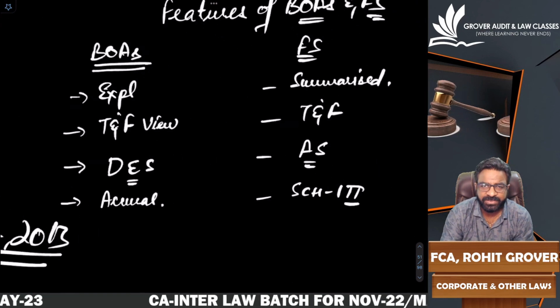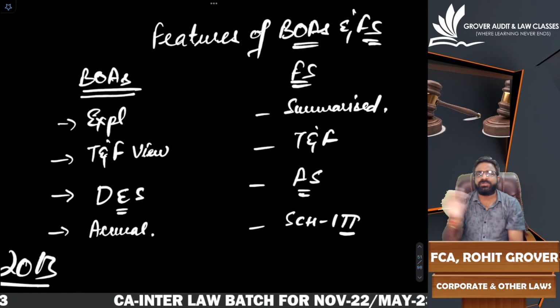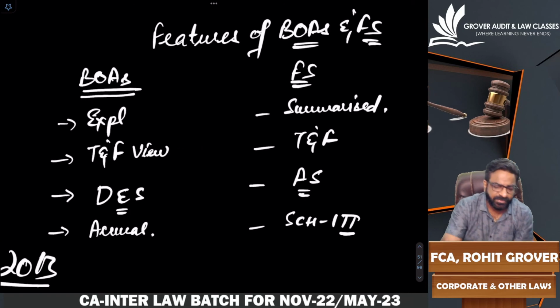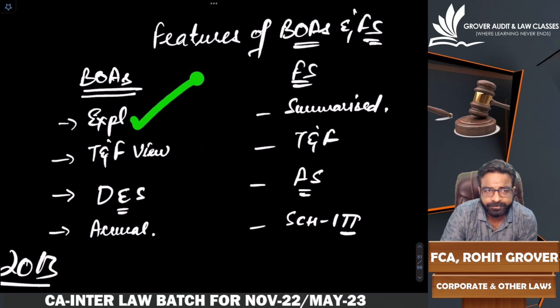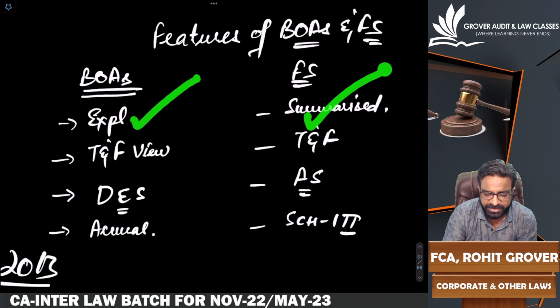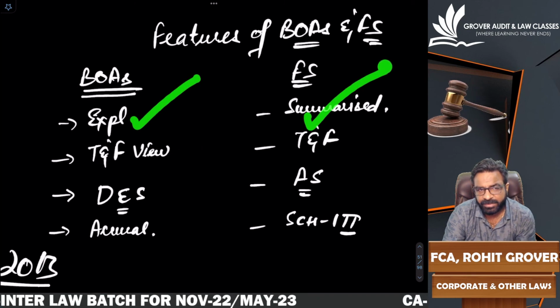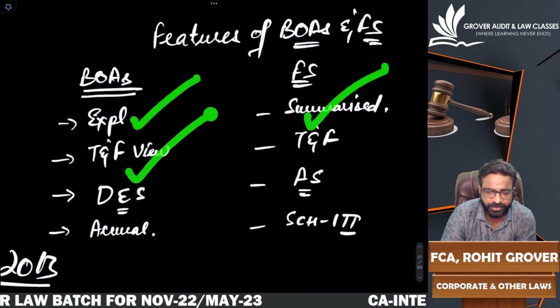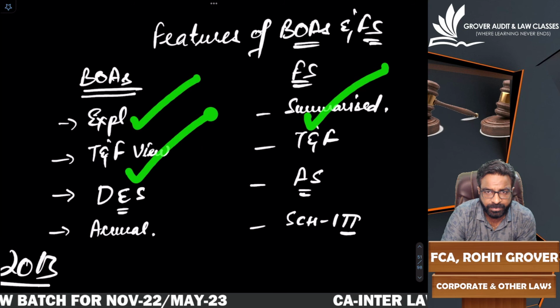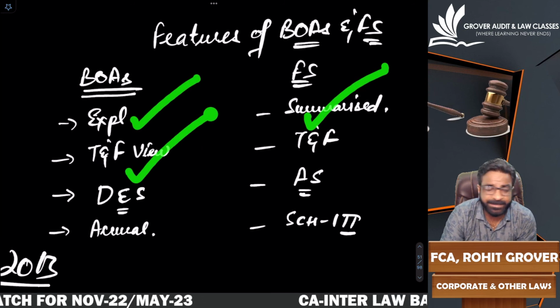Now, if I have to ask you, what is the difference between books of accounts and financial statements? Books of accounts are what in nature? Explanatory. Therefore, financial statements are what? Summarized. Books of accounts give which view? True and fair. And tell me one thing, what is prepared from what?